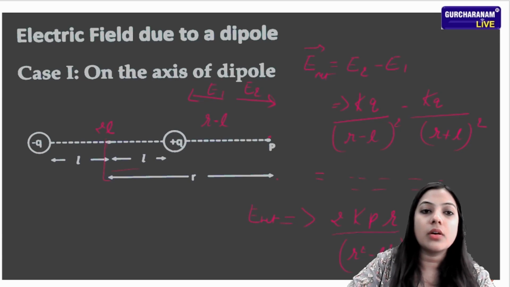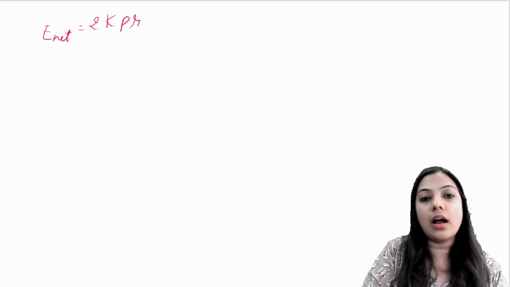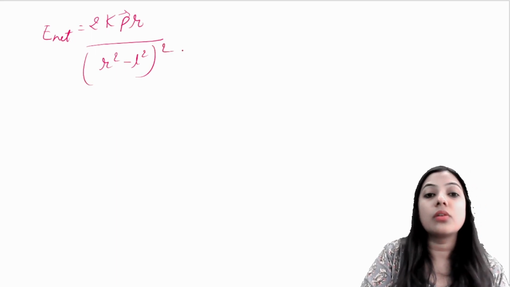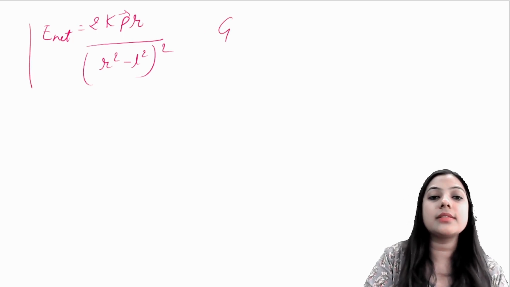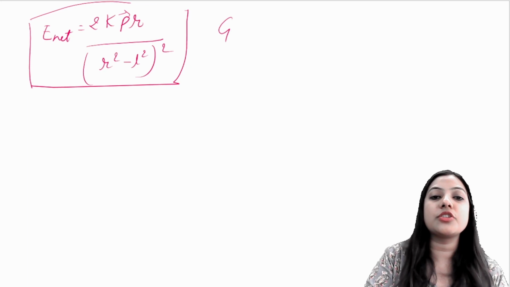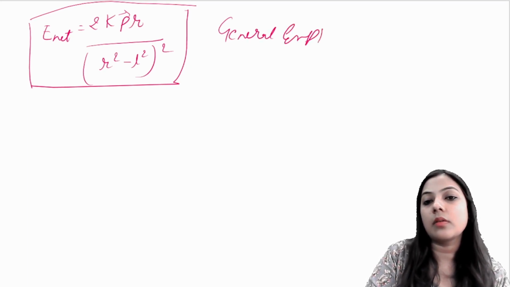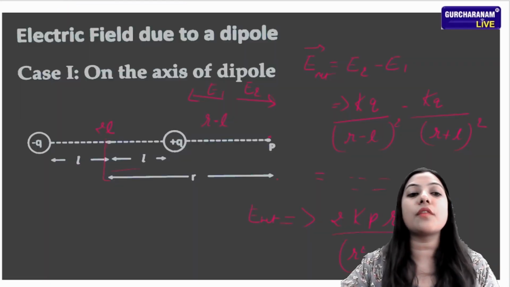So on the next sheet, I'm explaining this point. What value we will get? E net is equal to 2kpr, in vector form, upon (r square minus L square) whole square. This is the general expression on the axis of the dipole.